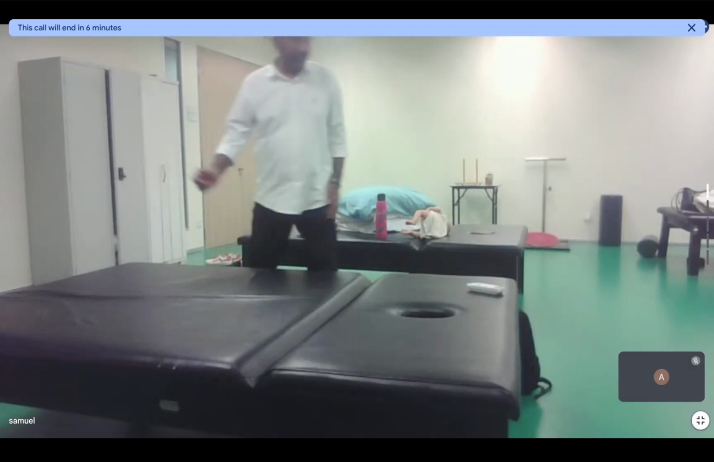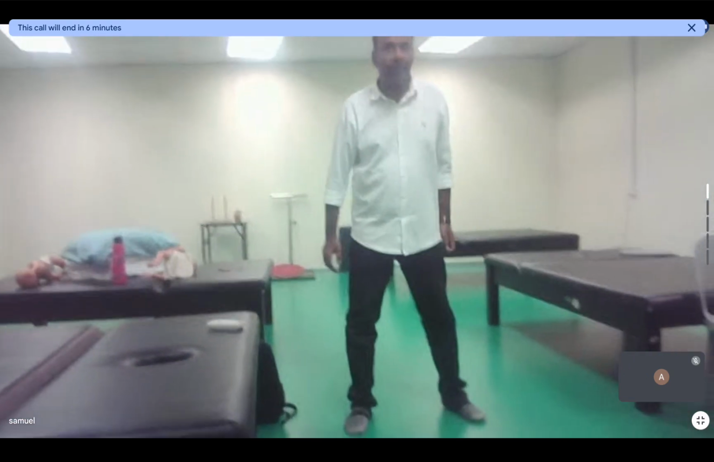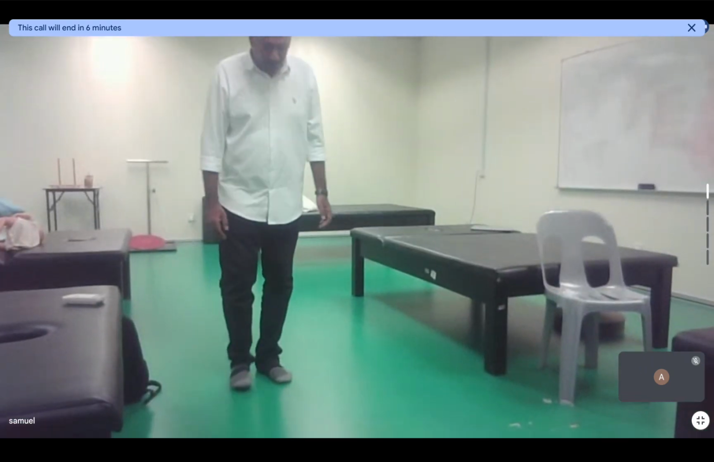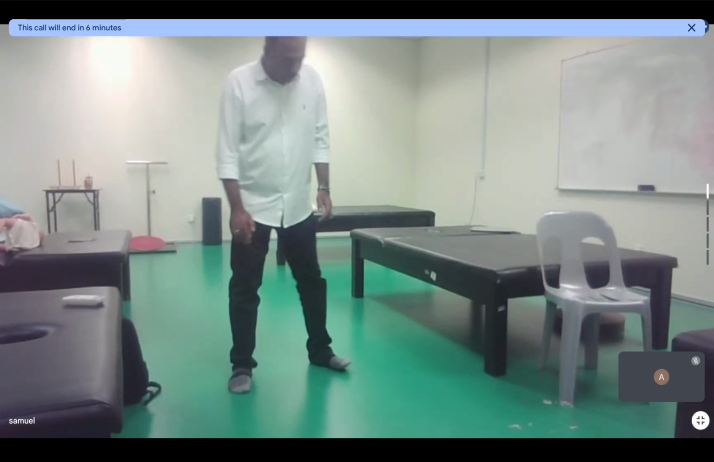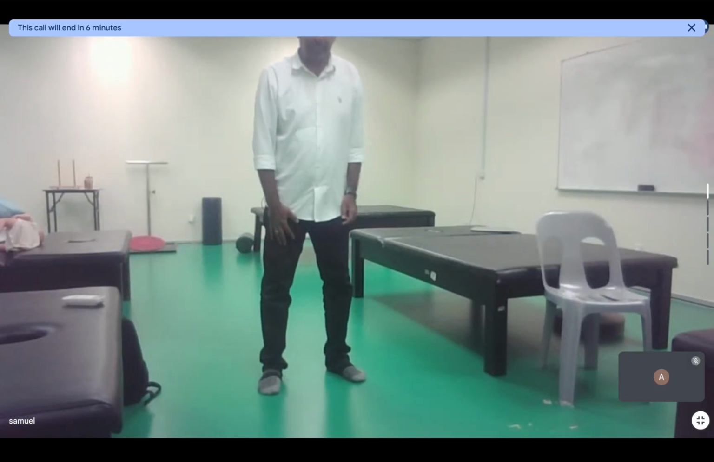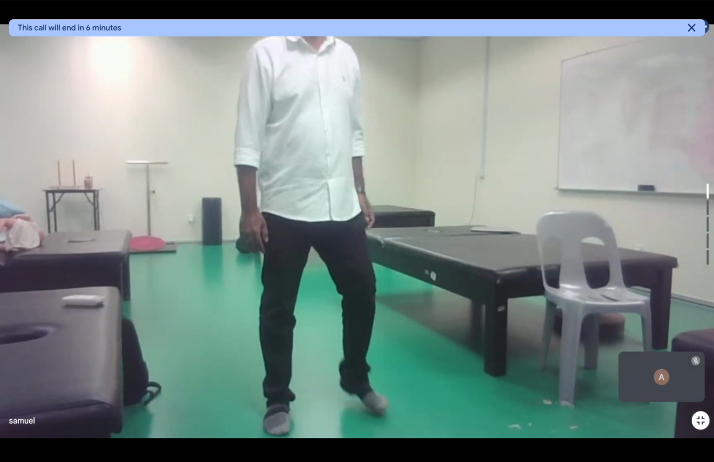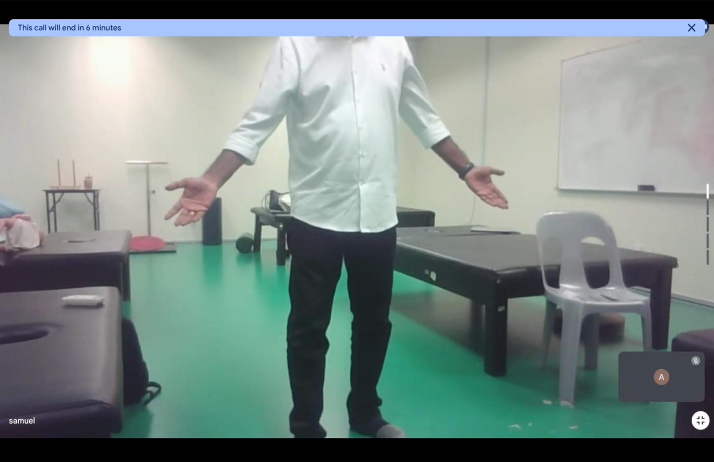So for walking, in a person with ataxic gait, the problem is with a wide-based gait, right? So what can we do? We can make the marking. Sometimes we make a marking on both the sides and ask them to walk like this. Again, we are promoting wide-based gait. We don't want it.